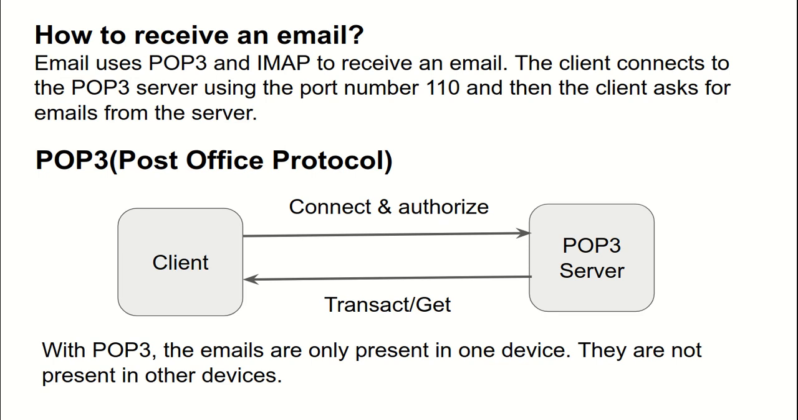So let's say you send an email from your laptop, the email will not be present on your phone or your iPad. Other devices will not contain that email. Instead, only your laptop will contain that email. So how do we make it functional so that it contains the email on all the devices?